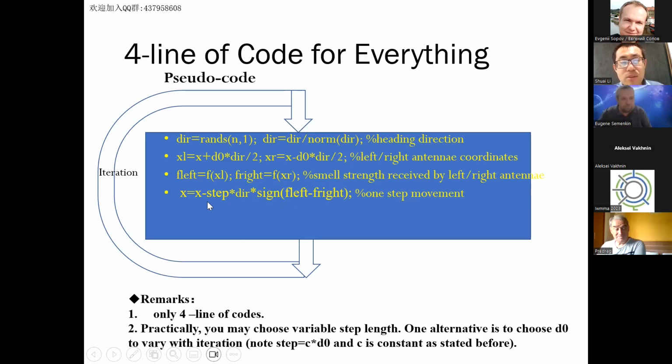Well, look at this update equation. The new location of the beetle will be updated based on the location of the beetle in the last time step, which is x, minus step, where step is the step length, times dir, the direction to move. If the left-hand side antenna signal strength is greater than the right-hand side, the sign is equal to 1. And then x will move along this direction for 1 step.